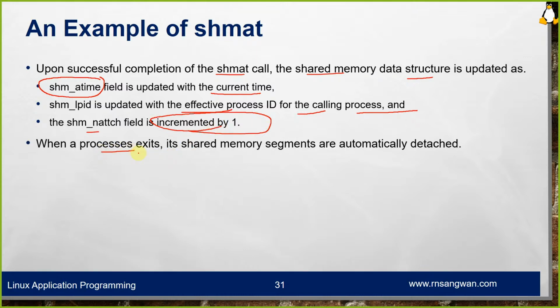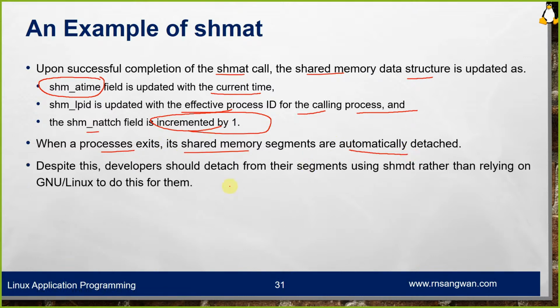When a process exits, its shared memory segments are automatically detached. Despite this, developers should detach from their segment using shmdt rather than relying on GNU Linux to do this for them.